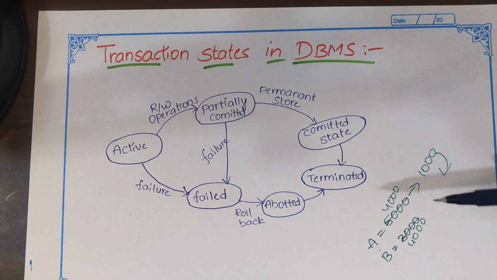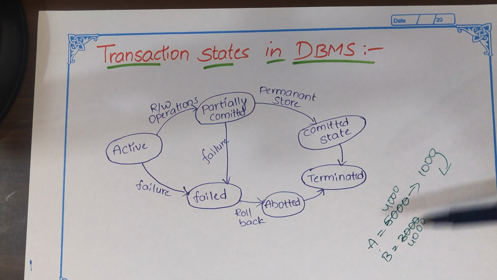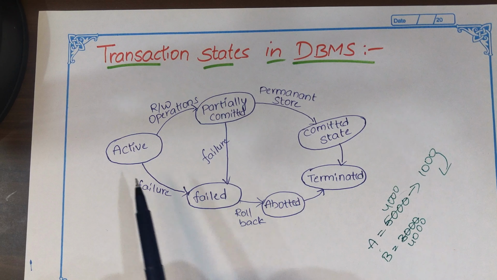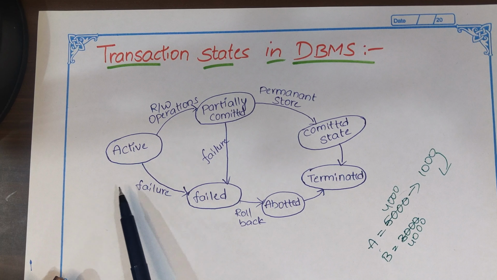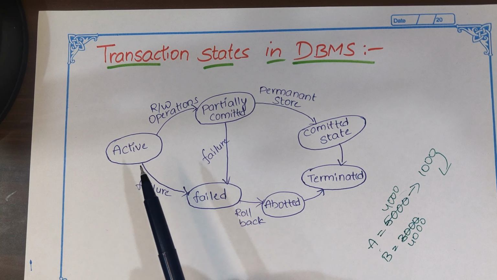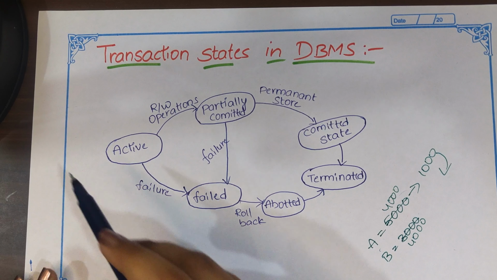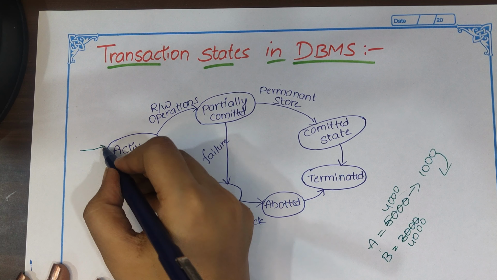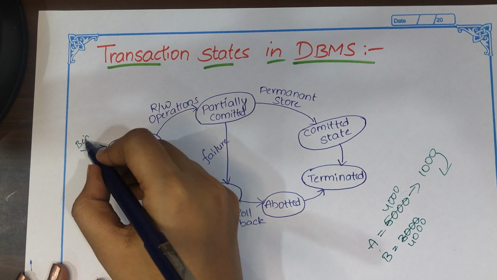The only operation we know is that the amount was updated, right? But we don't know what exactly is happening inside. Here are the steps which happen inside the transaction. In every transaction, these are the basic steps that happen, like beginning the transaction.